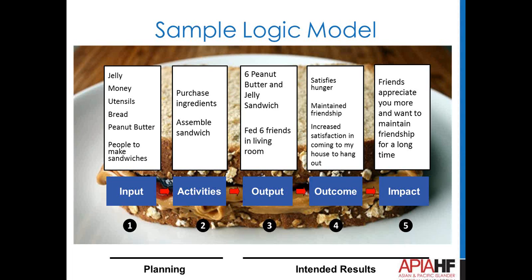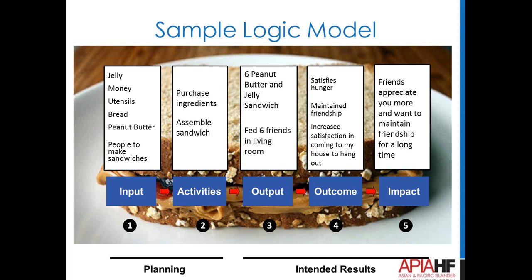If I accomplish the activities of purchasing the ingredients and assembling the sandwich, then I can produce 6 peanut butter and jelly sandwiches and have 6 friends who are fed. If I accomplish this, then the benefits are satisfaction of hunger, I've maintained their friendship, and I've increased their satisfaction in coming to my house to hang out because I can give them something to eat when their bodies are hungry.